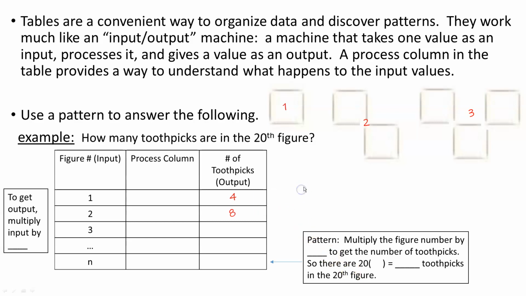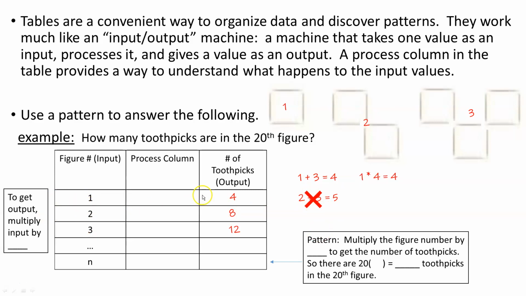8. Good. How many toothpicks are in figure 3? 12. Great. Now, let's figure out how do we get from 1 to 4? Well, we could add 3. That worked on our last example. But 2 plus 3 is not 8. So that's not right. How else could we get from 1 to 4?